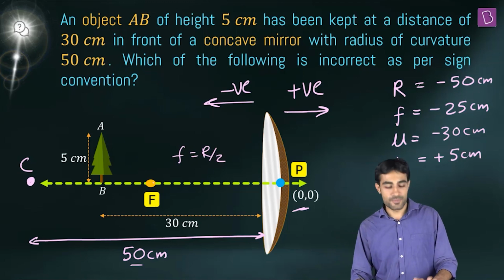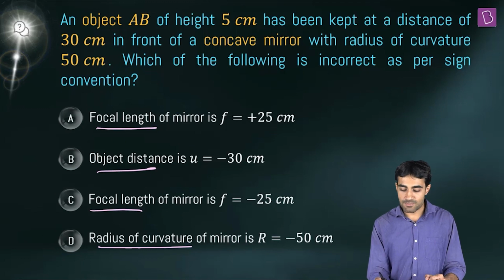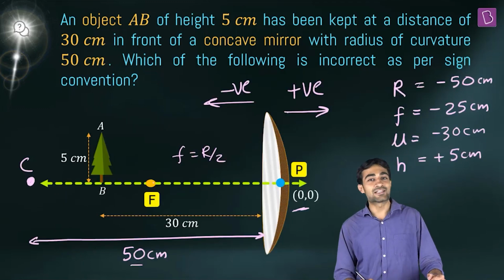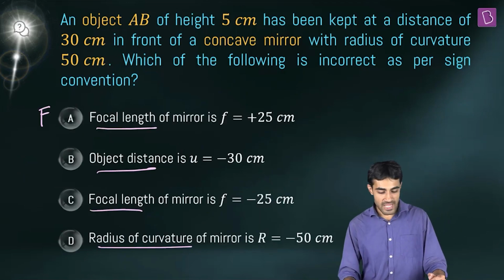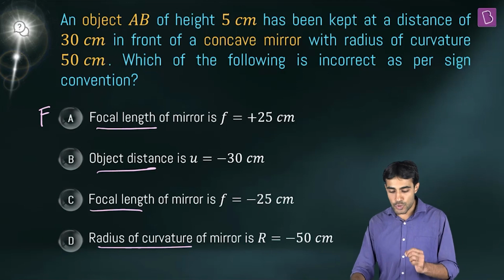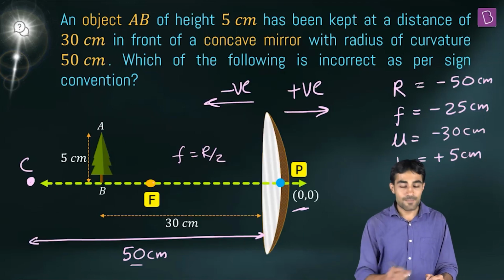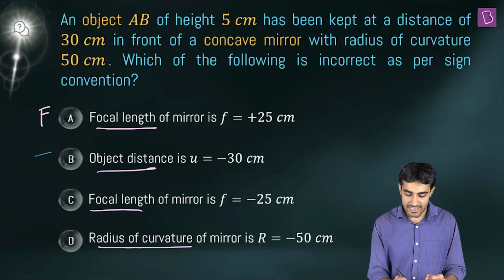Now let's see the options. Option A, focal length of the mirror is plus 25 centimeter. Is it plus 25? No, it was minus 25. So option A is false. Option B, object distance is u equal to minus 30 centimeter. Is this the object distance? Yes, it is minus 30 centimeter. So option B is true.